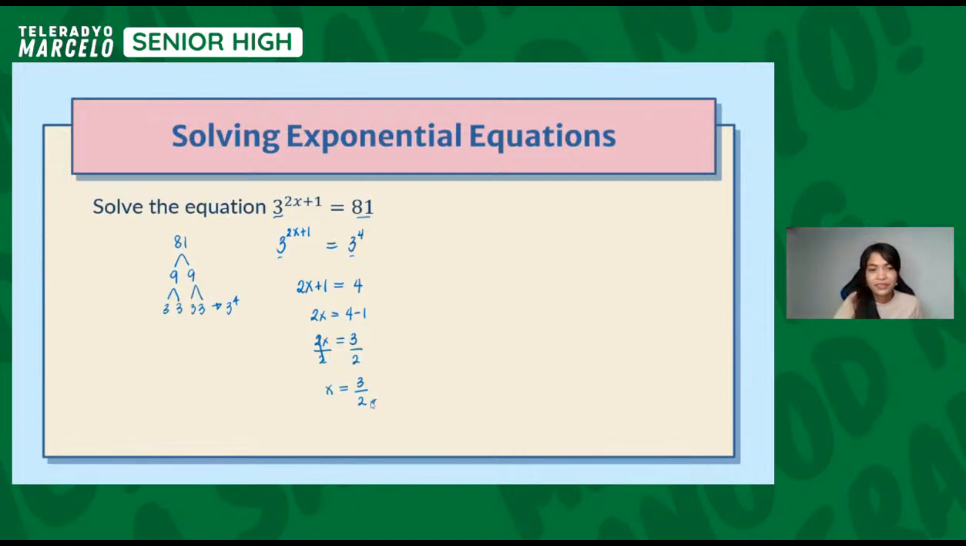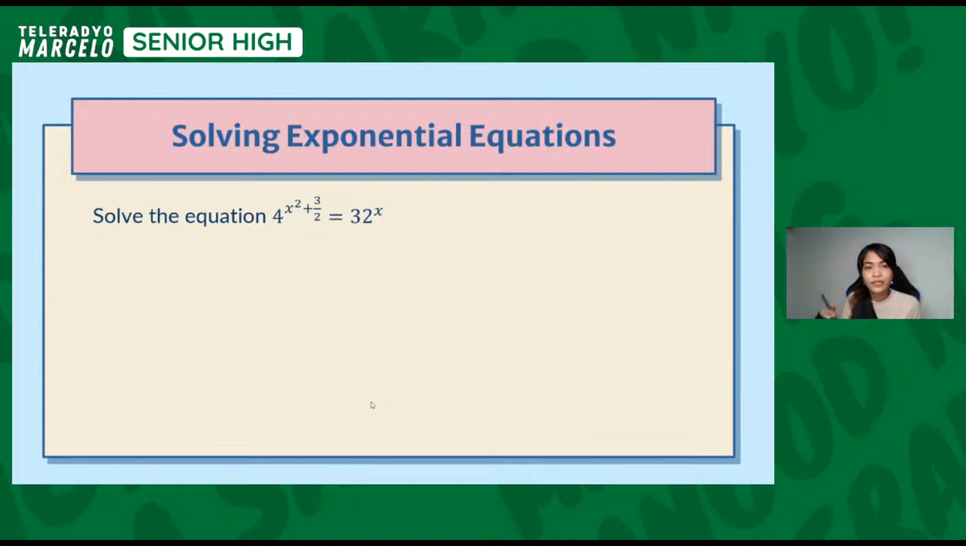Next, let's have another example for solving exponential equations. In this case, we have the bases 4 and 32. If you think of an exponent of 4, wala tayong mahanap na exponent ng 4 that will give us 32. Ibig sabihin, we have to think of another base that we will use here.